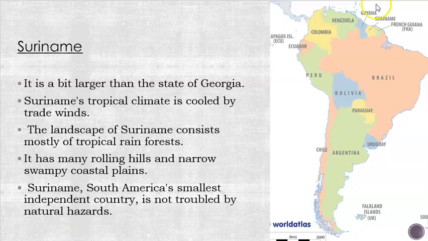Suriname is up next. It's in between Guyana and French Guiana. Suriname is mostly tropical rainforests, and surprisingly enough, this small country is not troubled by any major natural hazards. Never really heard of that before, but they put it in writing, folks. Suriname does not have natural hazards. Suriname is just a little bit larger than the state of Georgia. Even though it looks kind of tiny in relationship to the other countries, Suriname is about the size of our state.